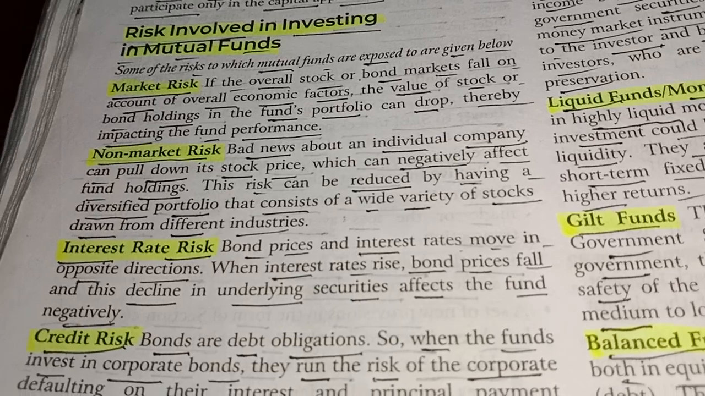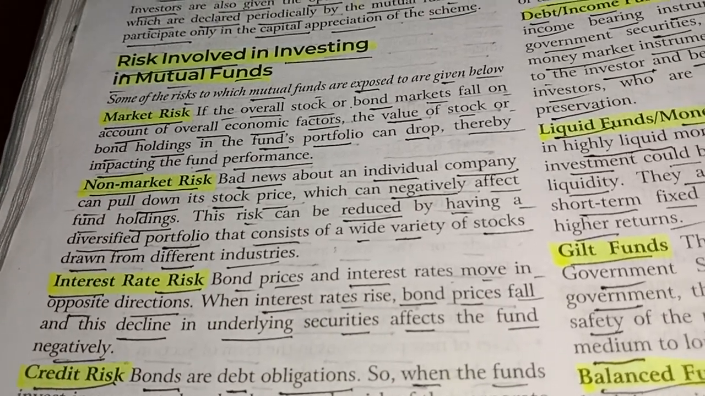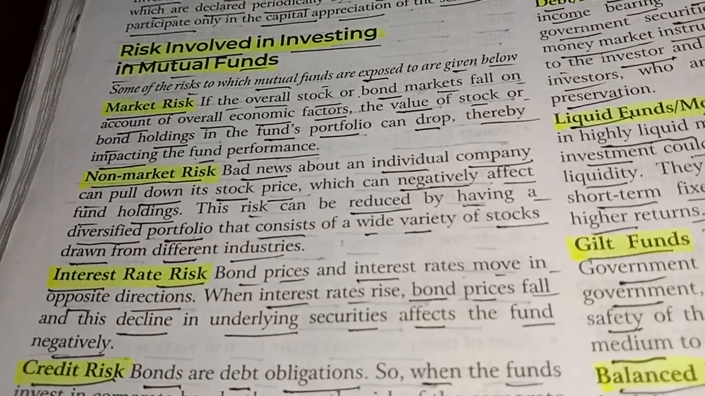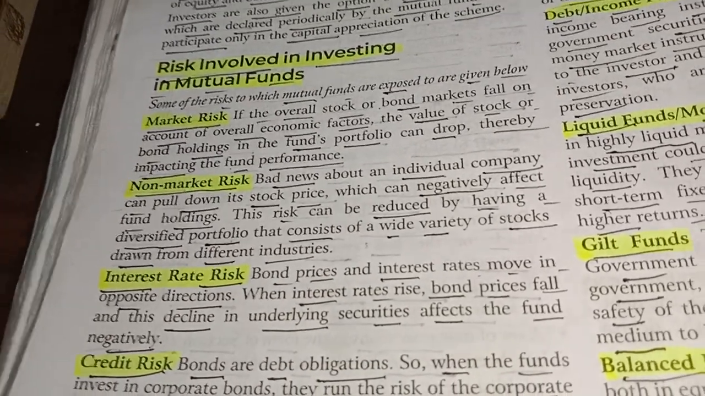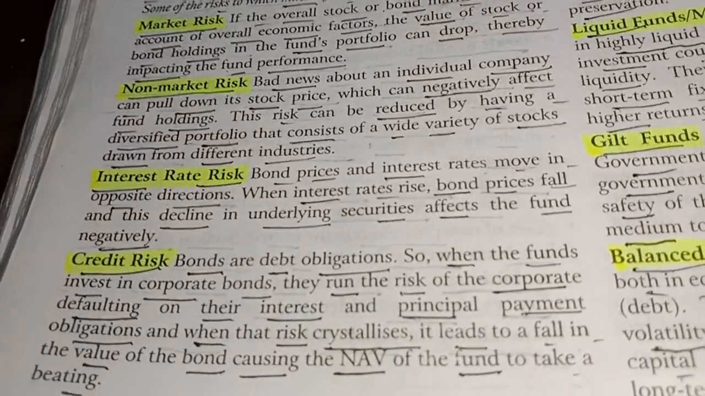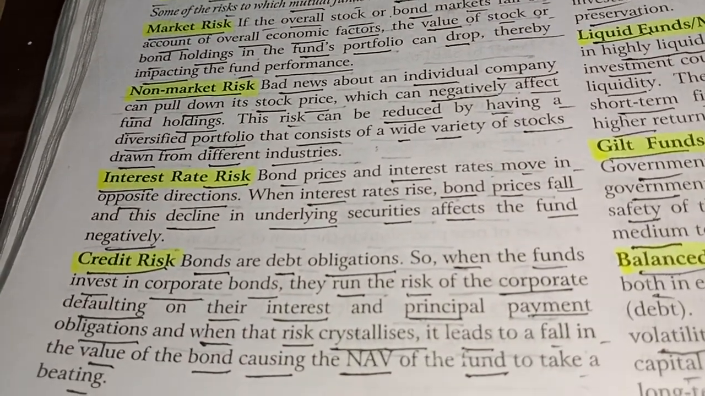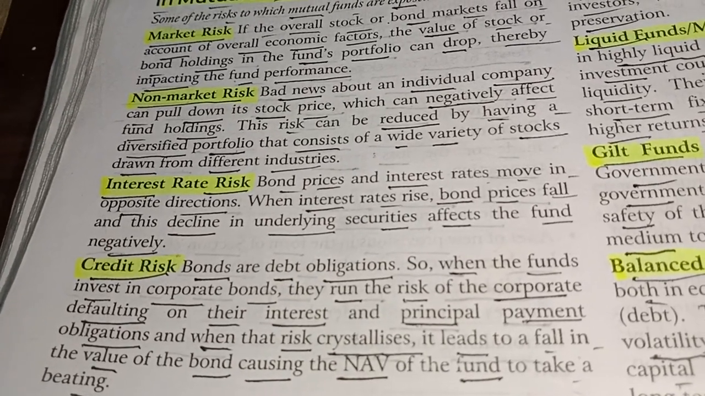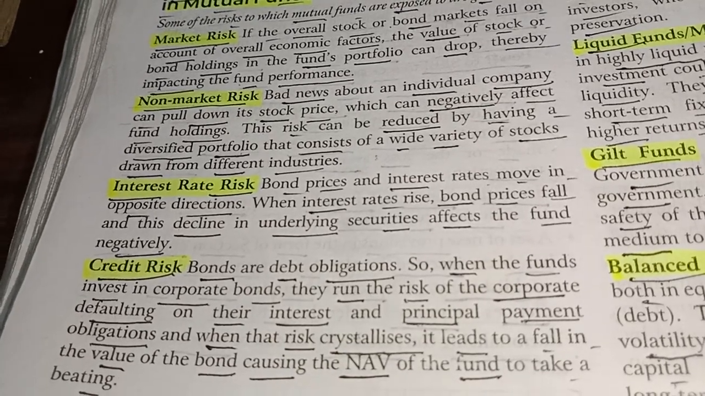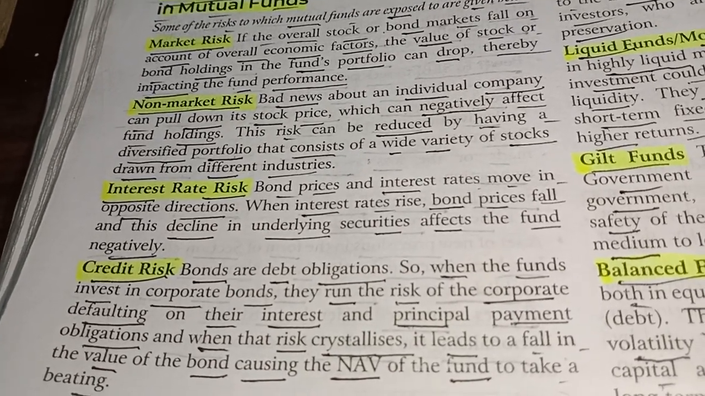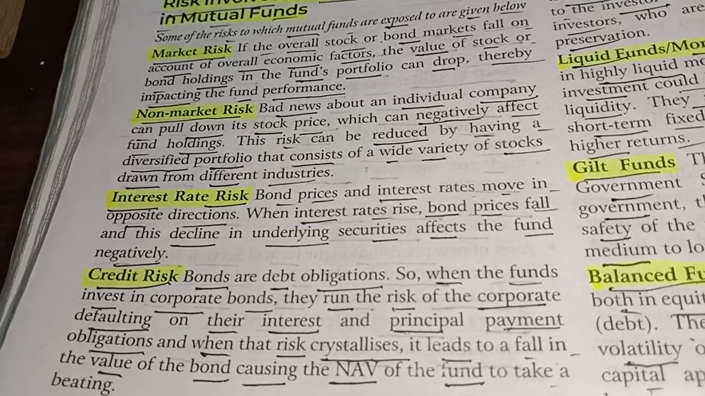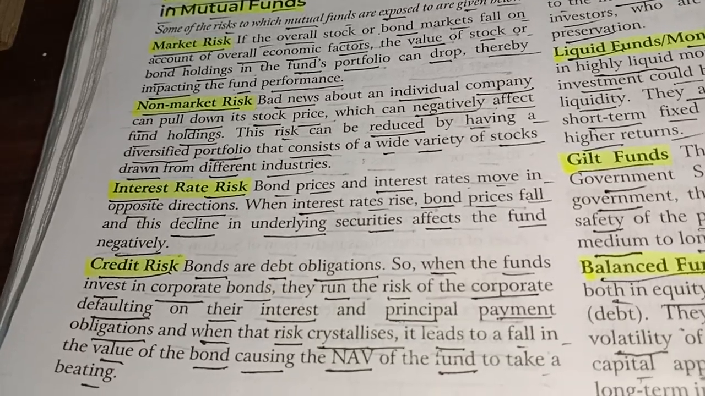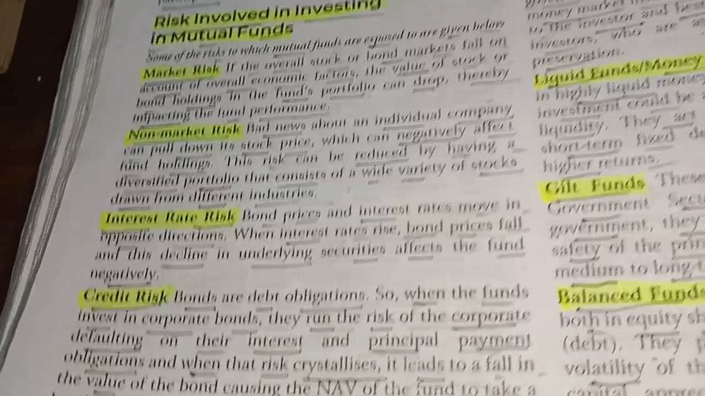Interest rate risk. Bond prices and interest rates move in opposite directions. When interest rates rise, bond prices fall, and this decline in underlying securities affects the fund negatively. Credit risk. Bonds are debt obligations, so when the funds invest in corporate bonds, they run the risk of the corporate defaulting on their interest and principal payment obligations. When that risk crystallizes, it leads to a fall in the value of the whole bond, causing the NAV of the fund to take a beating.